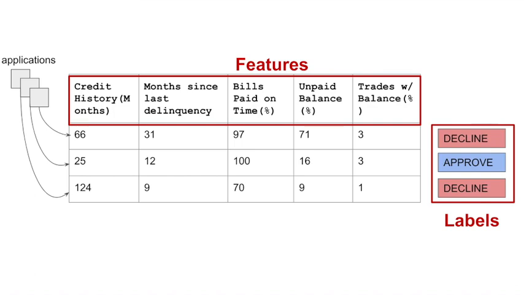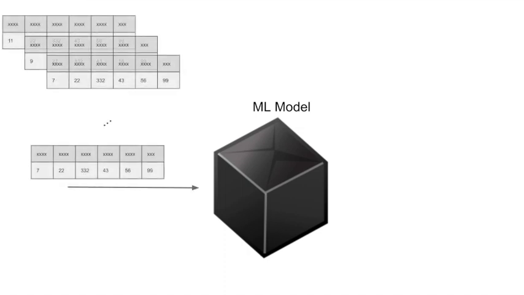Still, we use the credit card application as an example. Here, each application is described by the features you see in this table, for example, credit history, and months since last delinquency. Here the model assigns to each application one of the two possible labels, either approve or decline. For the purpose of this study, you should then think of a machine learning model as an automatic procedure that takes as an input a specific set of objects and, by looking at the values of these objects, assigns to each one a specific label.